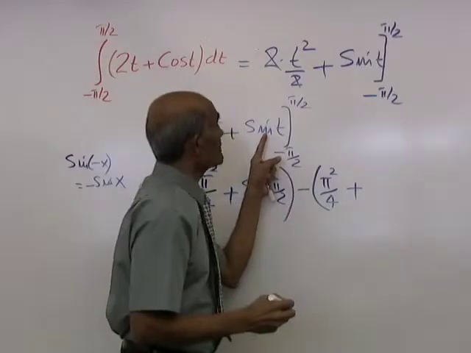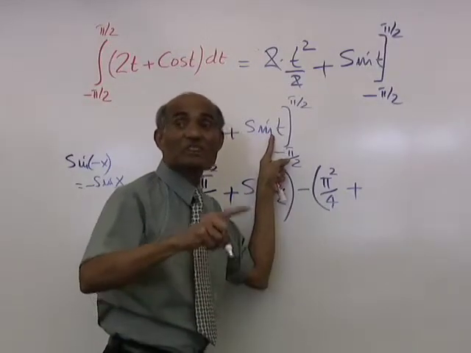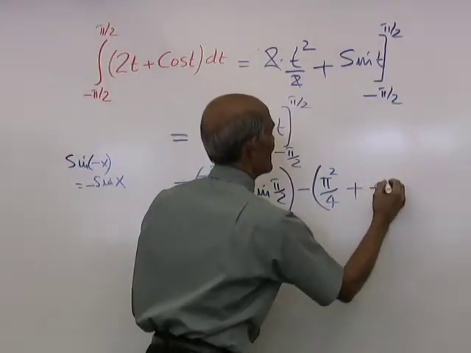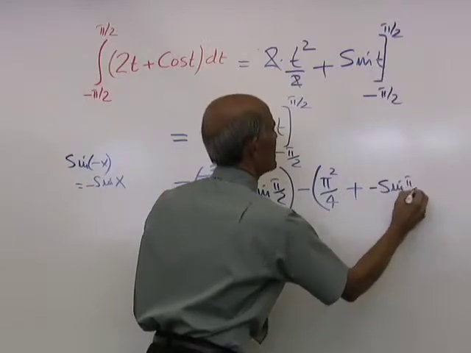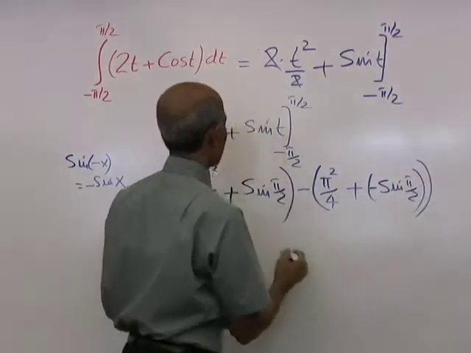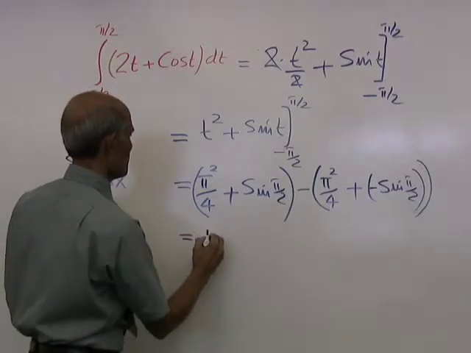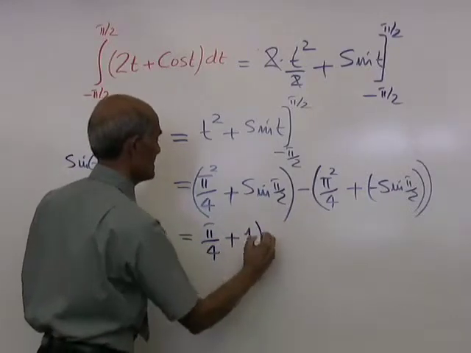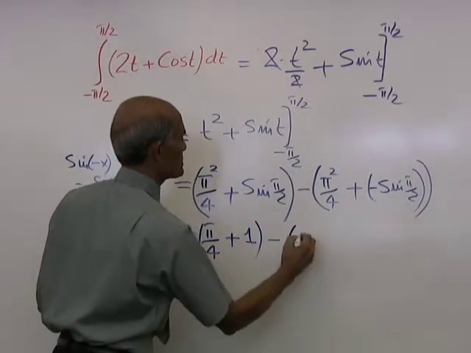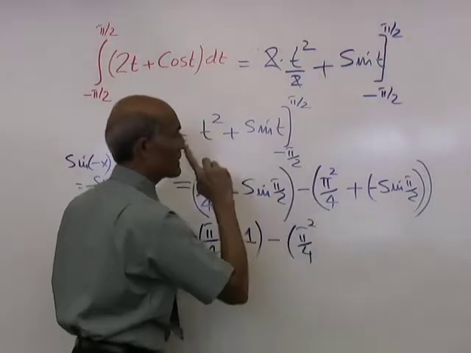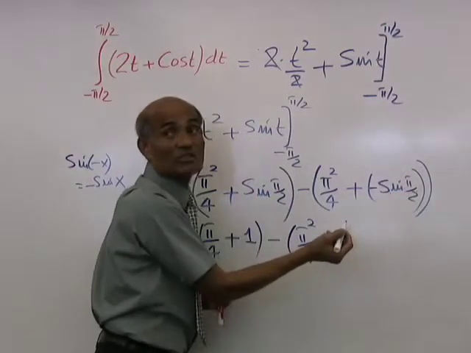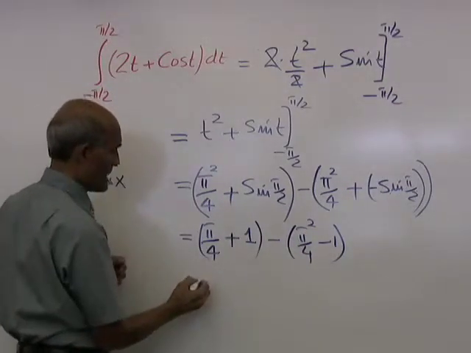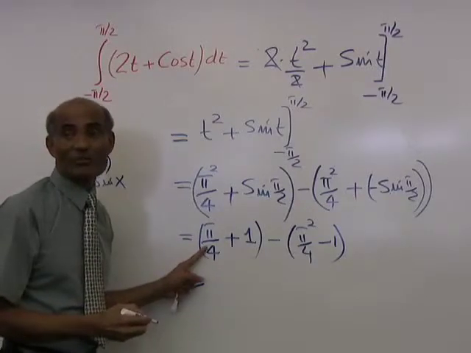So, sine of negative pi by 2 is negative sine of pi by 2, which is, and I'm going to write it like that, negative sine of pi by 2. And that's equal to pi squared over 4 plus sine pi by 2 is 1. That is the upper limit, minus pi squared over 4, sine pi by 2 is 1, that negative sign, that will be negative 1. And you can actually simplify that right away.